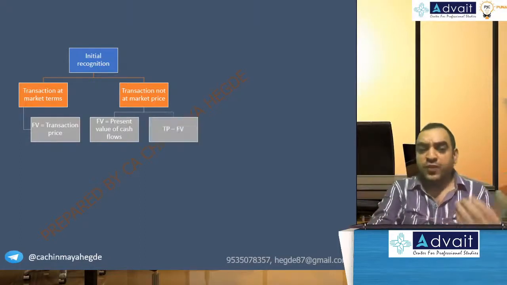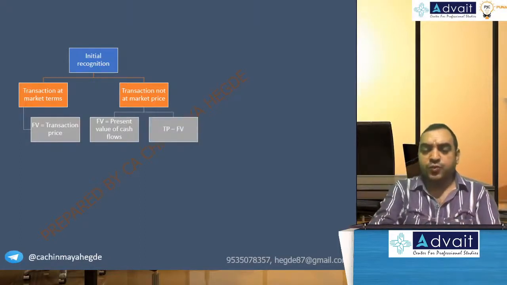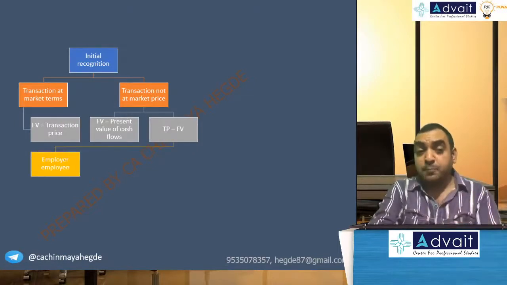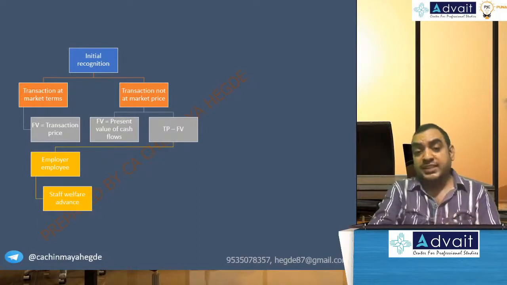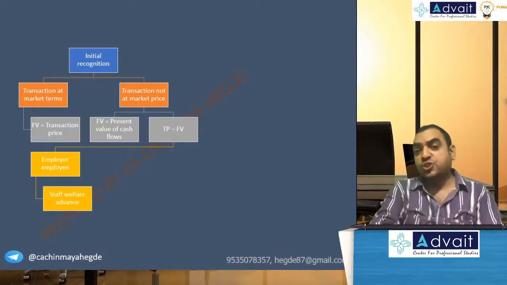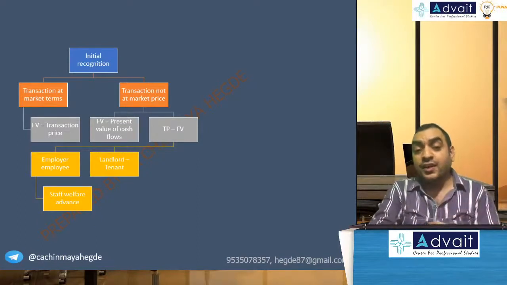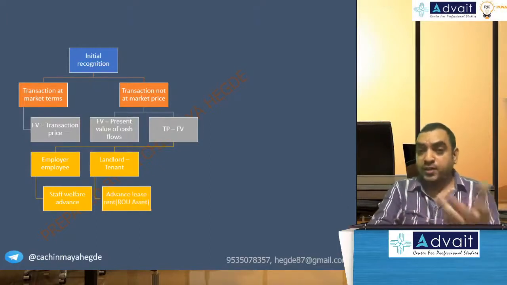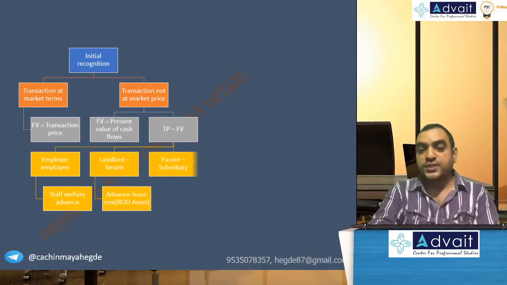And fair value will usually be equal to the present value of the cash flows. The difference between transaction price and fair value, if it is an employer-employee relationship, you may say staff welfare expense, an advance amortized over a number of years. Landlord and tenant, you pay an advance, right? Then you get the deposit back. In such a case, you will treat it as advance lease rental, an ROU asset.